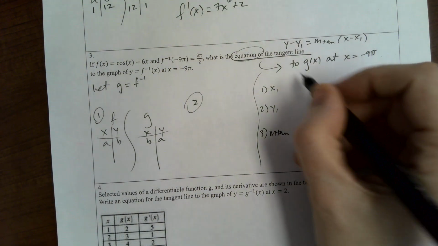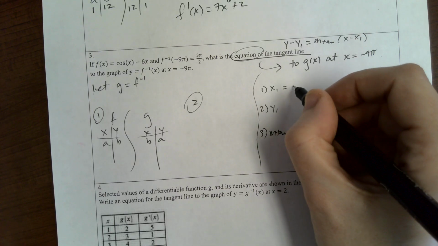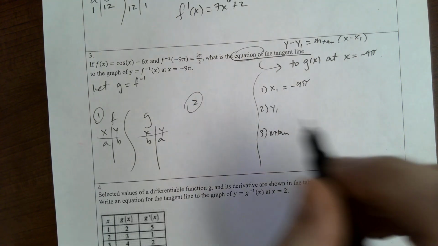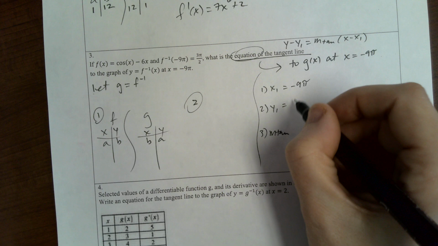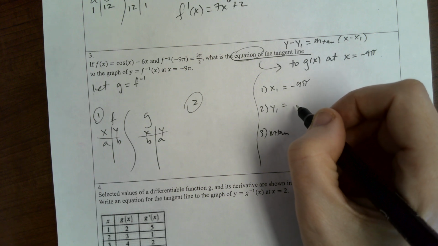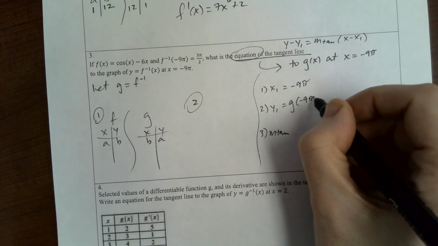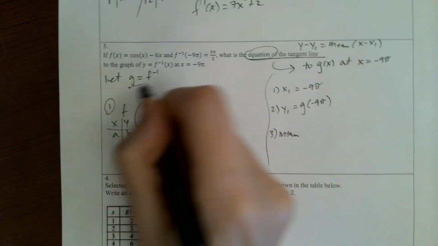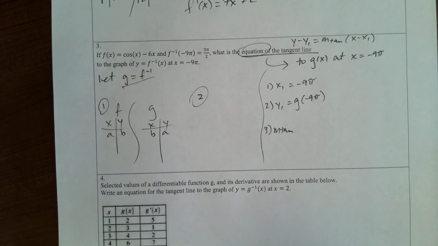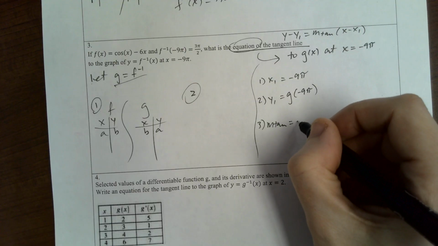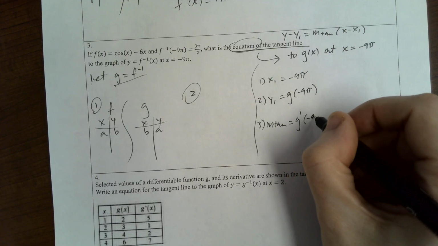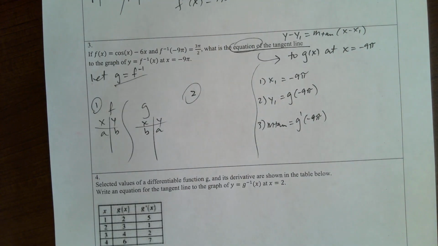So x1, they gave it, is negative 9 pi. y1 is g of negative 9 pi, because I did this substitution. And then m tan is g prime of negative 9 pi.